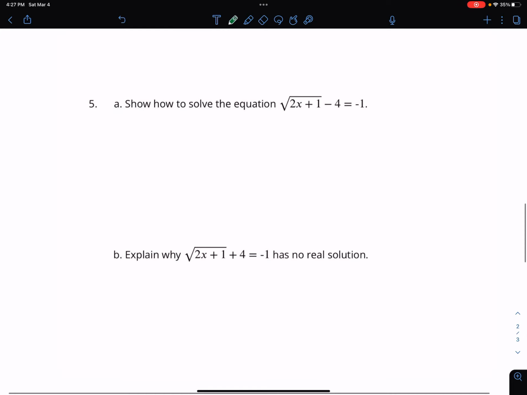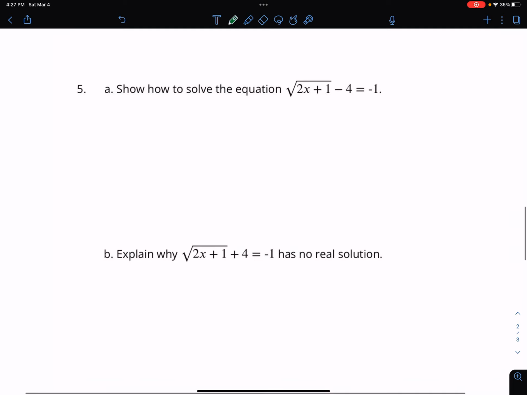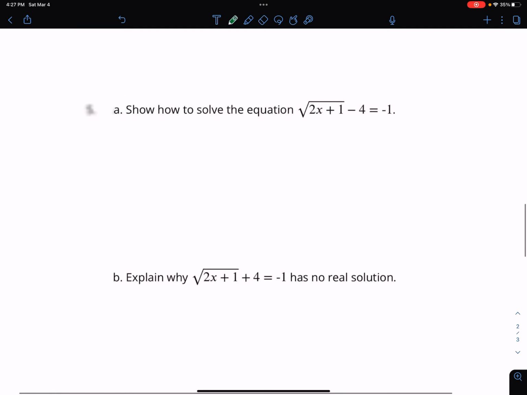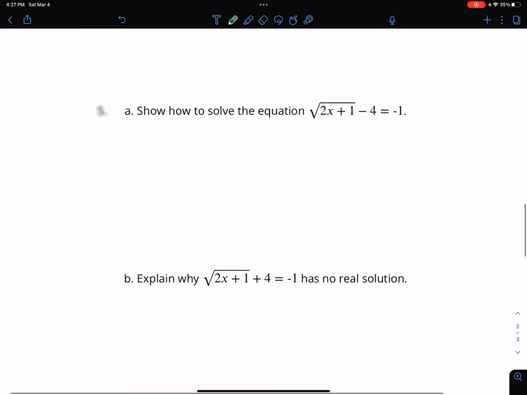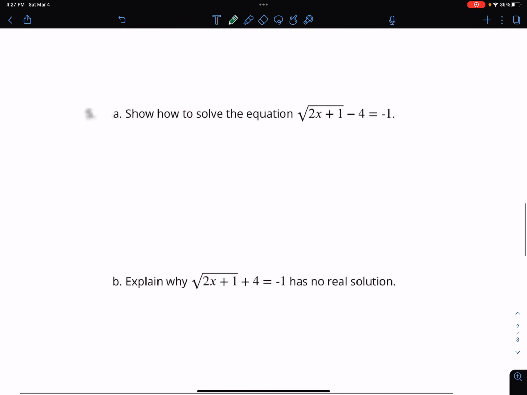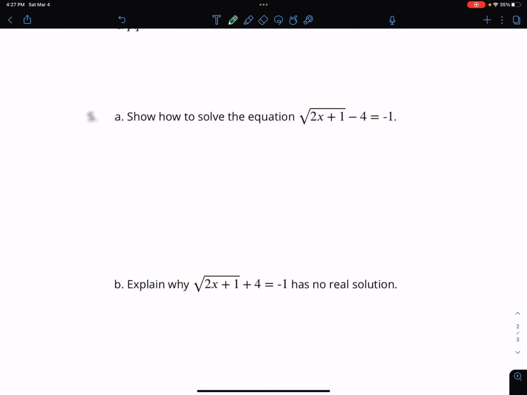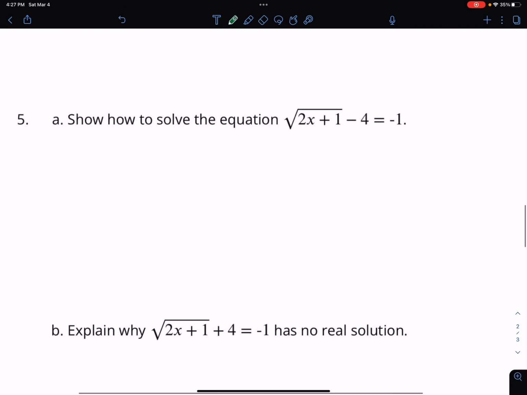Question 5. It's actually the fourth question in the test, but let's call it 5 to keep things simple here. Show how to solve the equation: square root of 2x plus 1 minus 4 equals -1. So we're trying to get x by itself here. That's how we're going to solve this. Get x by itself to figure out what that is.